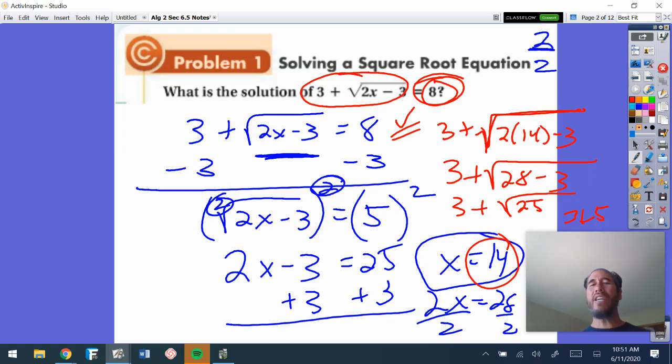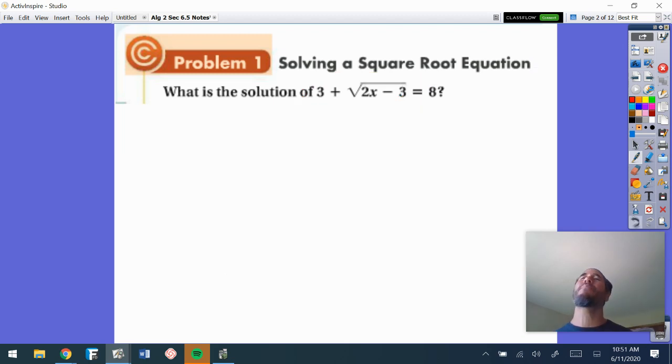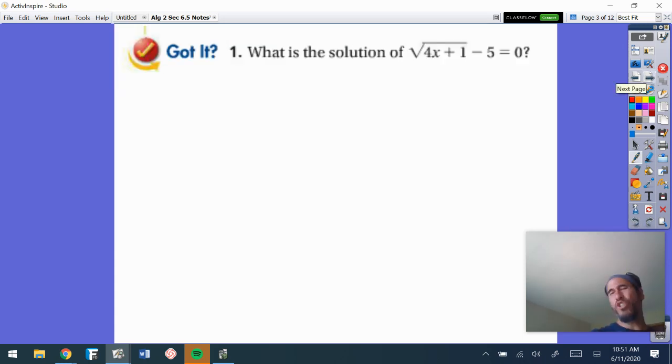All right, that's all you have to do for these problems. You do have to solve, but it is very important to check. That is why math is so awesome, because you can check to make sure you get every problem right. Do you got it?